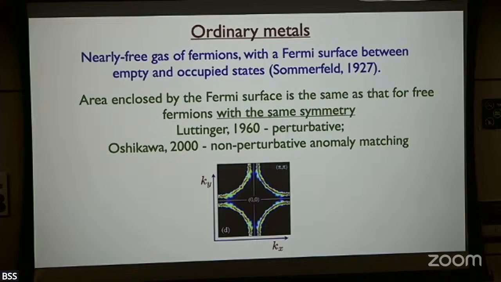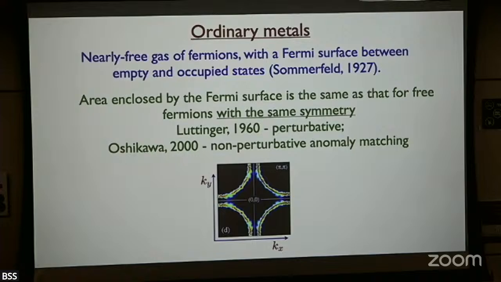And one simple way to state it is that the area enclosed by the Fermi surface, so this is in 2 dimensions, in 3 dimensions it's the volume, is the same as that for free fermions with the same symmetry. So, if there's some broken symmetry like antiferromagnetism or a charge density wave, just take some Hamiltonian for free fermions which have the same broken symmetry. And just compute whatever is the size of the Fermi surface for all the electrons.